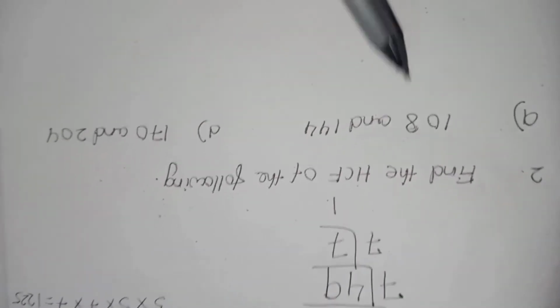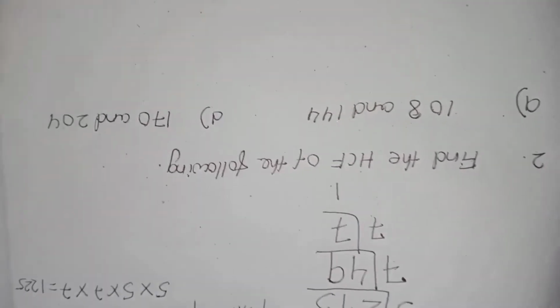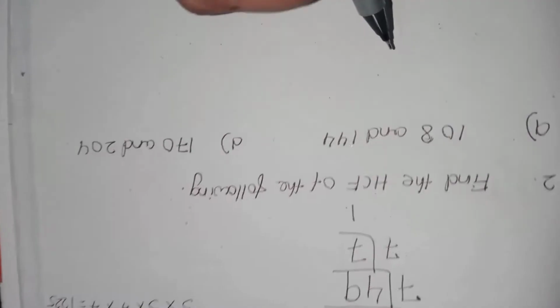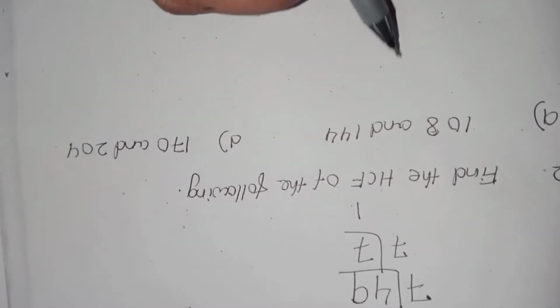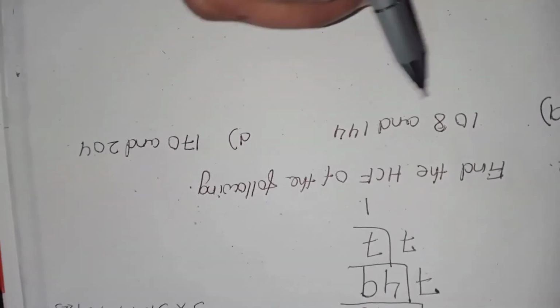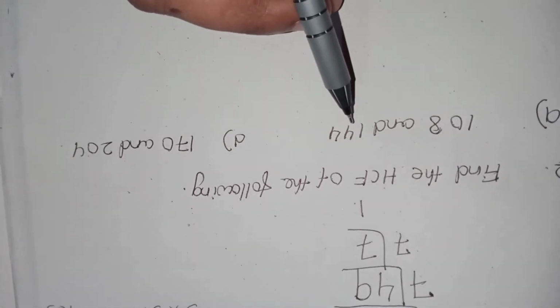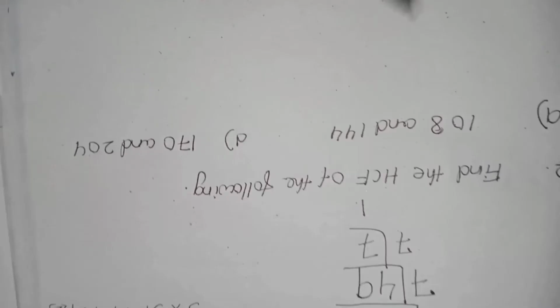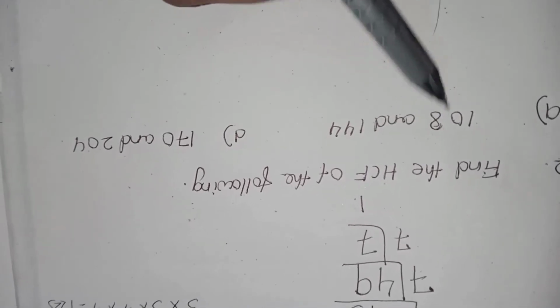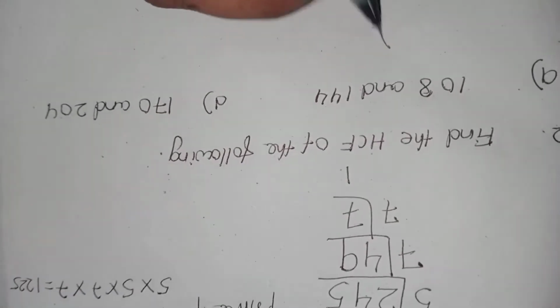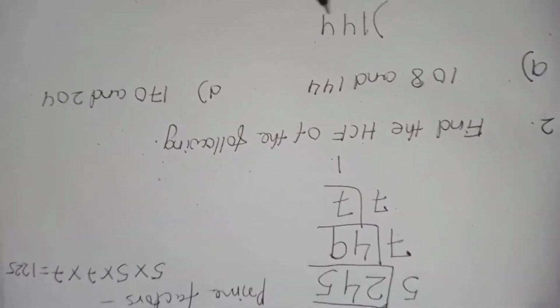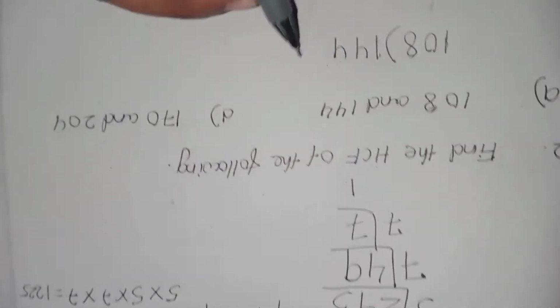So now let us find the SCF of the following. I said you can use any method. So here I am using the long division method. In long division method, what we need is the dividend and the divisor. Here the greatest one is 144. So this one is our dividend, and this one is our divisor. So let us start. Dividend will be inside and divisor will be outside.